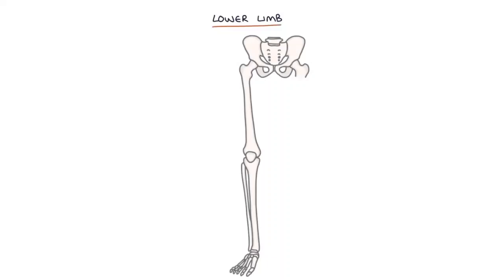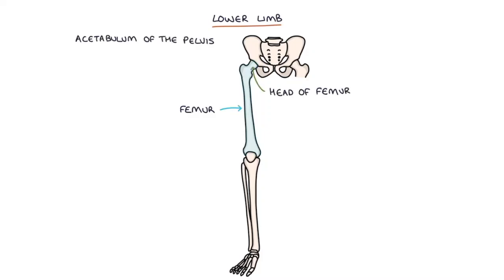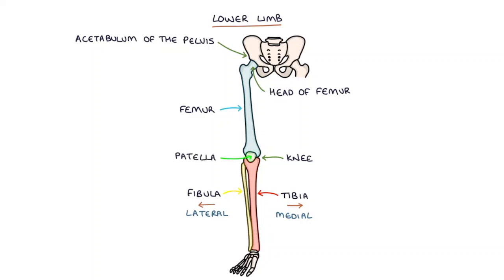Next, let's move on to the lower limb. The longest bone in the body is the femur, or the thigh bone. The head of the femur connects with the acetabulum of the pelvis in order to form the hip joint. The femur joins with the tibia and the fibula at the lower leg to form the knee joint. The tibia is medial, closer to the midline, and the fibula is lateral, on the outer aspect of the leg. At the front of the knee is the patellar bone, which is commonly called the kneecap.